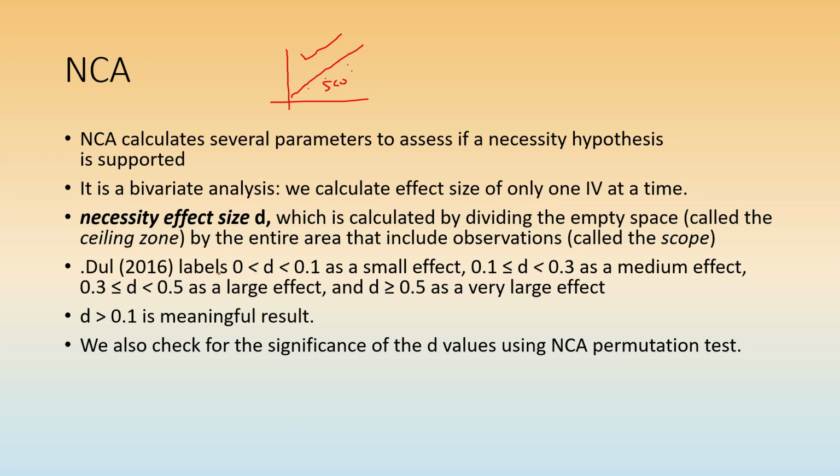According to Dul 2016, anything between 0 and 0.1 is a small effect. Anything greater than 0.1 and less than 0.3 is a medium effect. Everything greater than 0.3 and less than 0.5 is a large effect, and greater than 0.5 is a very large effect. According to some other research, D greater than 0.1 is a meaningful result, and we should consider that effect size. In addition to the effect size values, we should also check the significance of the D values using the NCA permutation test. If the result is significant, we can say the necessity condition exists. Otherwise, we would say the necessity condition does not exist.